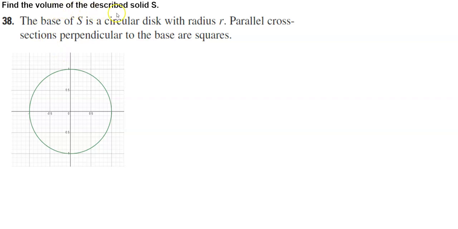Find the volume of the described solid. The base of S is a circular disk with radius r. Parallel cross-sections perpendicular to the base are squares.